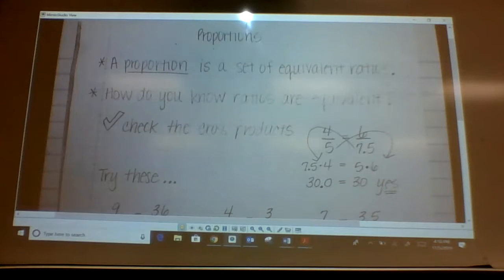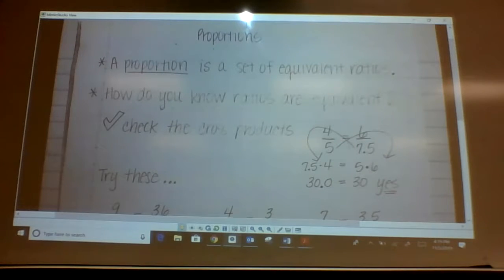So you've already watched the video on Nana's chocolate milk, and hopefully you understood why having equivalent ratios is so important. Another word for equivalent ratios is a proportion, and we are going to look at proportions today and how we can solve for a missing part in a proportion. Before we do that, though, we want to know, how do you know that ratios are equivalent?